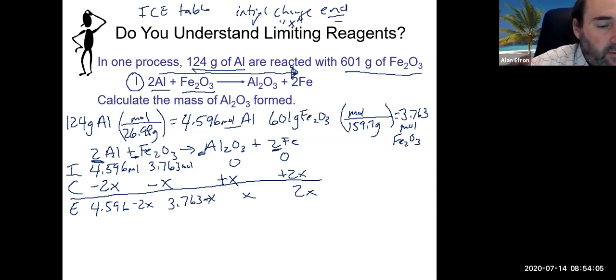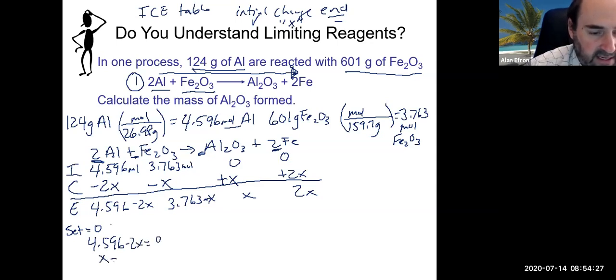Okay. So because it is a limiting reagent problem, we do need to figure out which one is the limiting reagent. The way that we figure that out is we take both of our reactants and we set them equal to 0. If we do that for this one here, this would give us 4.596 minus 2x equals 0. This would give us that x is equal to, basically divided by 2. So we're going to take 4.596 divided by 2, which gives us 2.298 moles.